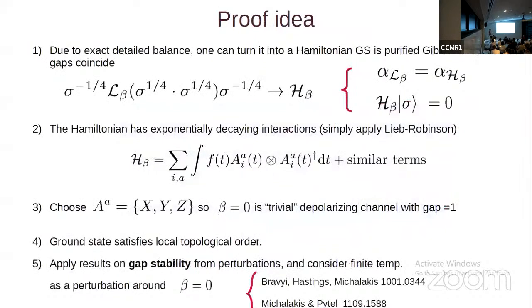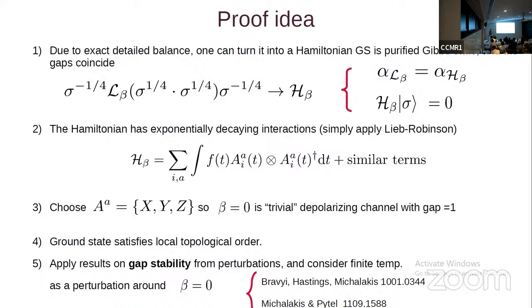So how does the proof work? It actually goes back to closed systems. Because of this detailed balance condition, we can map this Lindblad evolution to a Hamiltonian by considering some sort of purification of the system. And what is important is that the underlying space doesn't depend on the temperature beta.